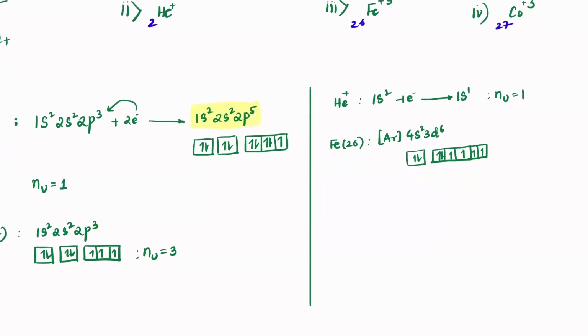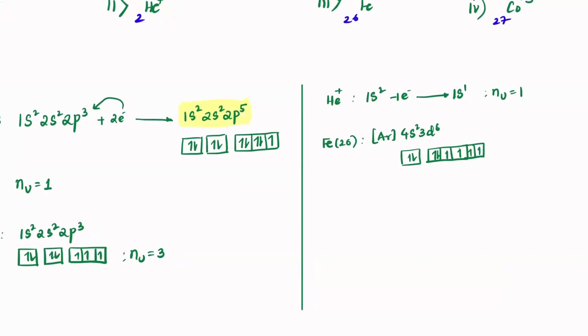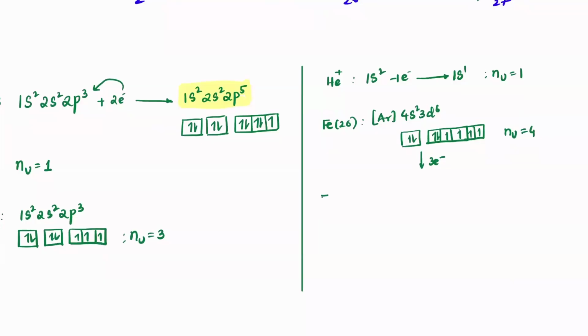So we know that initially, when only iron is there, the number of unpaired electrons is 4. You can clearly notice 1, 2, 3, 4. These are the unpaired electrons. But if we have been given Fe plus 3, that means I have to remove 3 electrons. Now, where do I remove those 3 electrons from? Remember that electron removal should always be done from the outermost orbit.